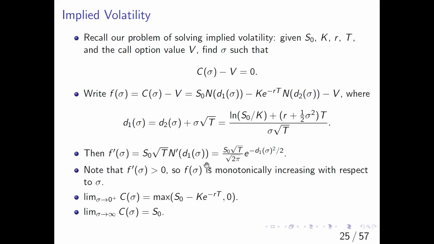That means whenever the implied volatility goes up, the option value goes up as well, for a call. Looking at the limits, when sigma goes to 0, that means implied volatility goes to 0, we get this. When the volatility goes to infinity, the call option value becomes the current spot level. So these are two observations.